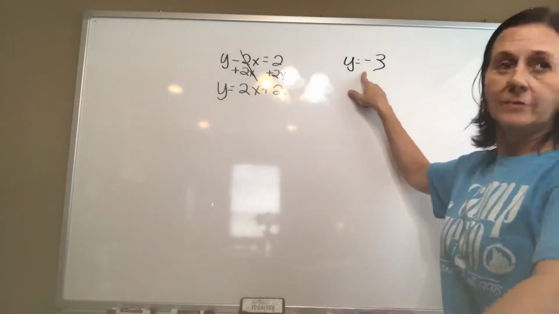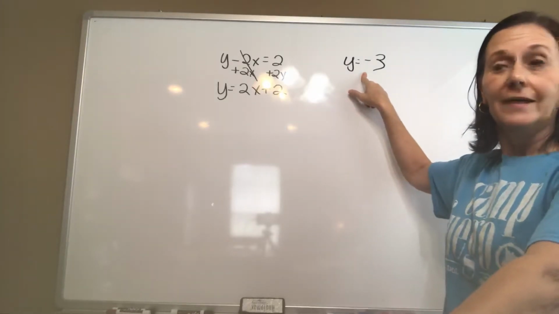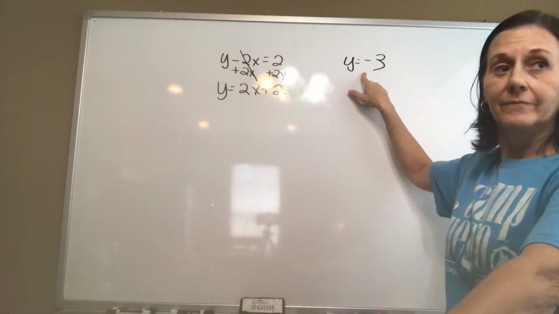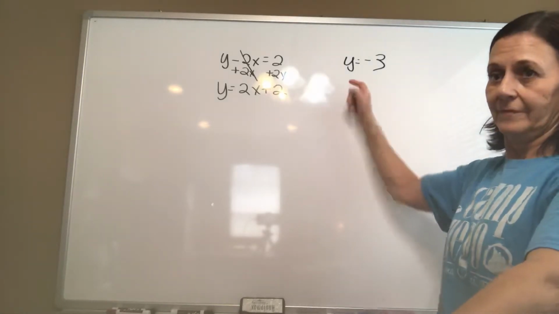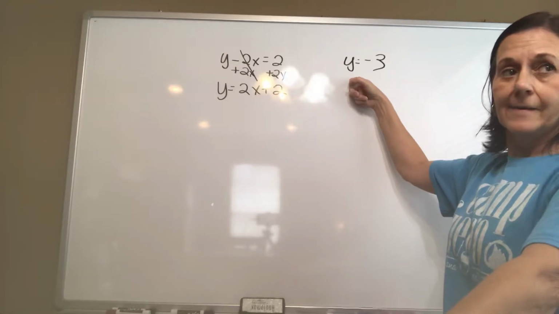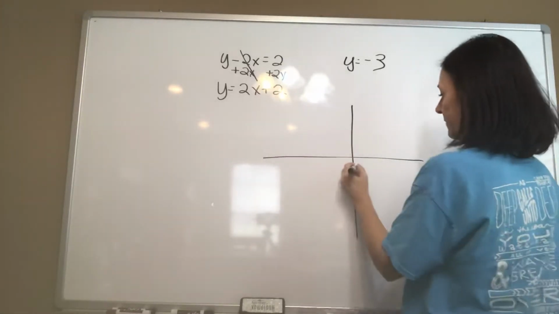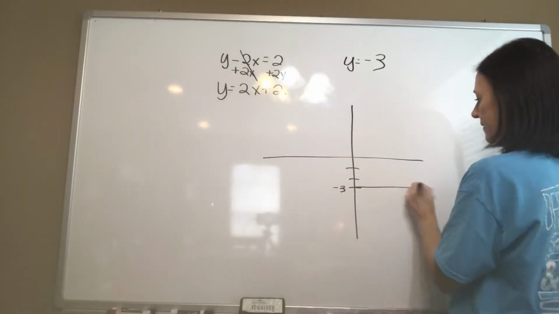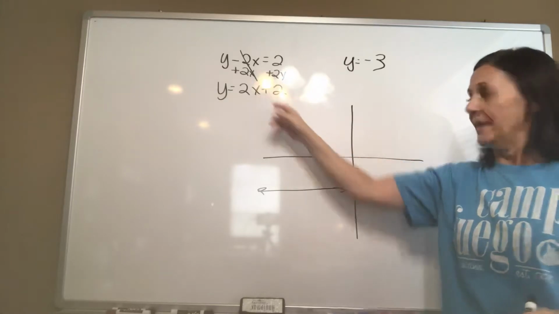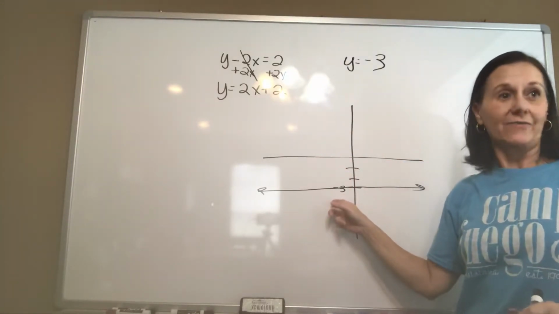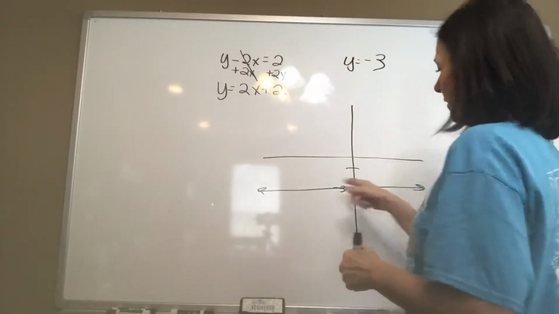What is the slope of this equation? 0. Is it a horizontal or vertical line? You remember? Horizontal, yes. All right, so we can go ahead and graph that. Negative 3. And I know that if this line intersects it, where it intersects it is going to be at y equals negative 3. So I already know my y coordinate of the point where they're going to intersect.